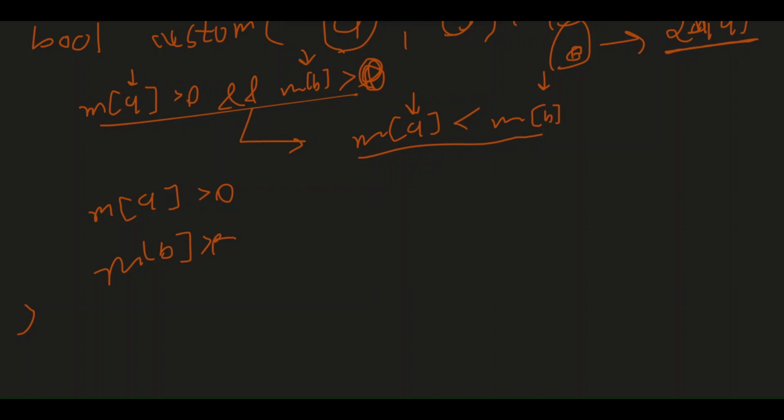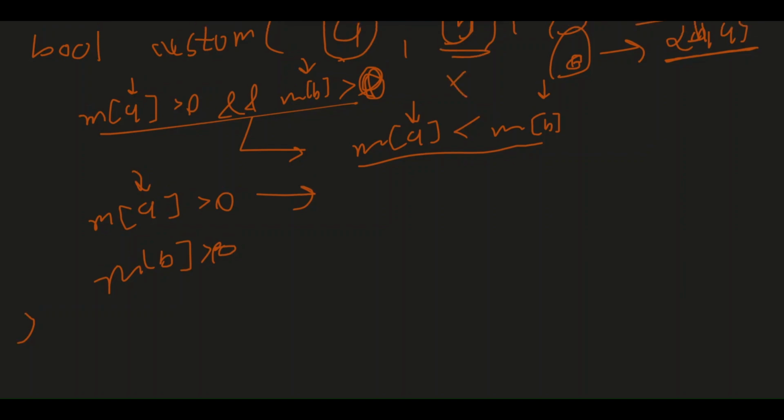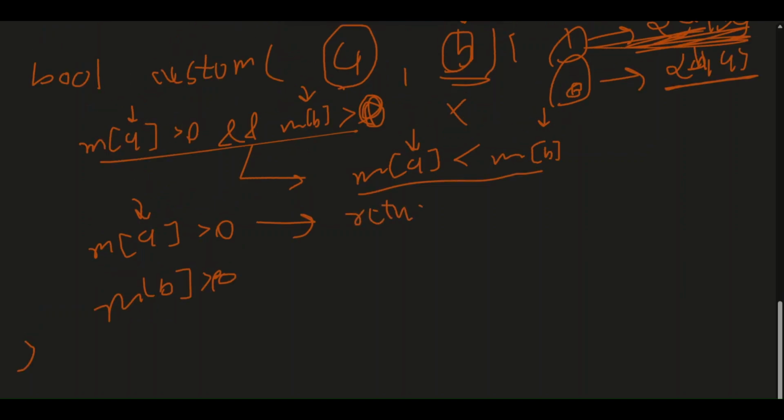If my map of A is greater than 0, then it means that only element A is present in AR2. My element B is not present in AR2. Then what will I do? I will simply return 1, because I don't want to swap the pair.